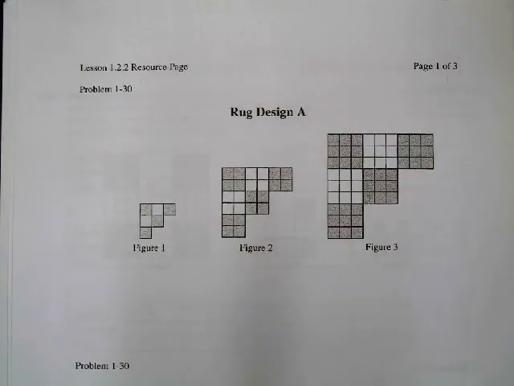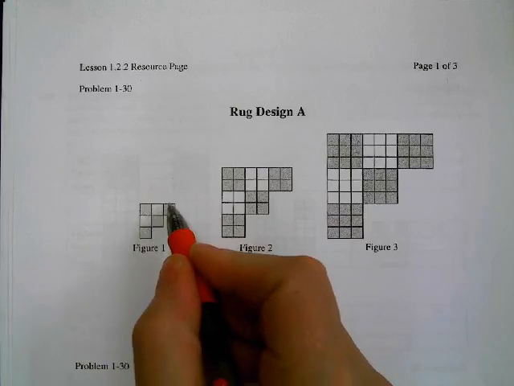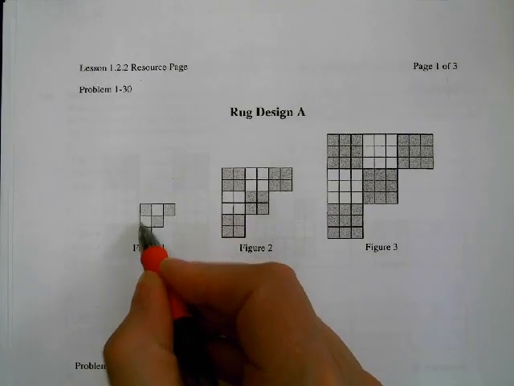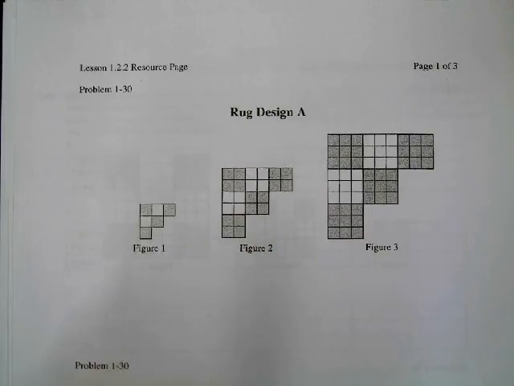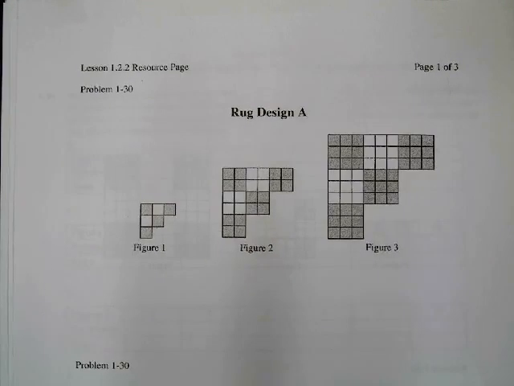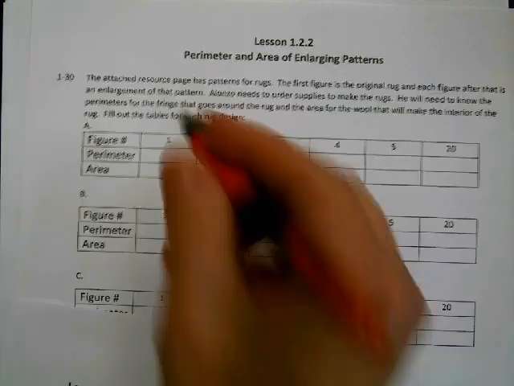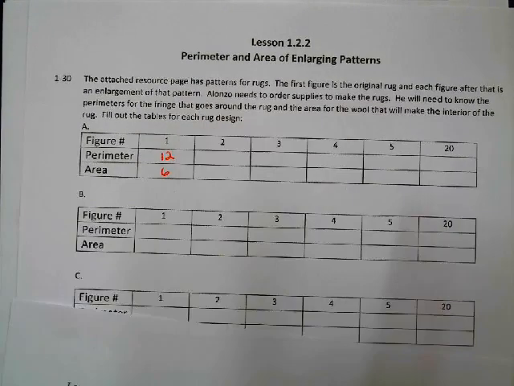The perimeter, we'd have to count around it. So 1, 2, 3, 4, 5, 6, 7, 8, 9, 10, 11, 12. So his perimeter ends up being 12 there. All right, perimeter is 12.